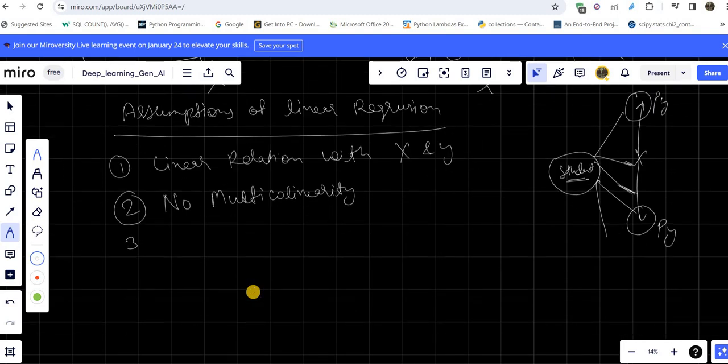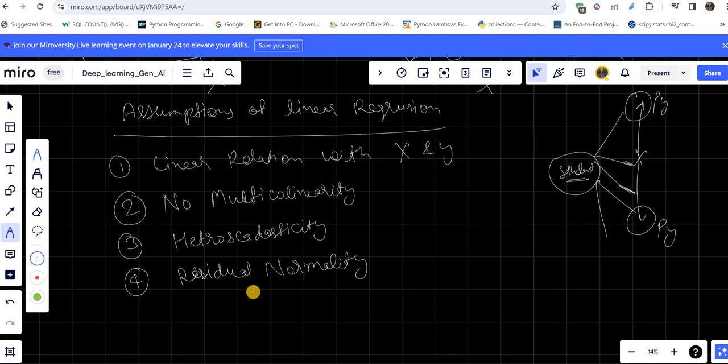Now, the third and the fourth. This one I will cover once we do the hands-on. There is something called heteroscedasticity, that we will cover. And the fourth is residual normality. If you look at blogs, they will give you 5, 6, 7 assumptions, but these are the main assumptions of linear regression.